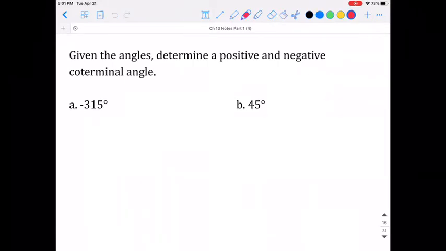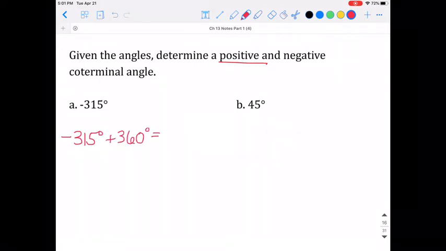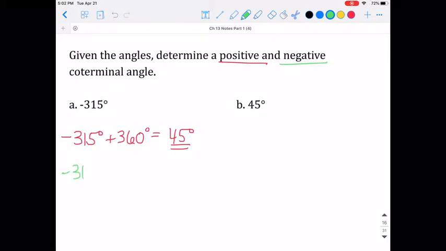So for A, we have an angle of negative 315 degrees. To find a positive coterminal angle, we do negative 315 degrees plus 360 degrees, which gives us positive 45 degrees. To find a negative coterminal angle, we do negative 315 minus 360 degrees, which equals negative 675 degrees.